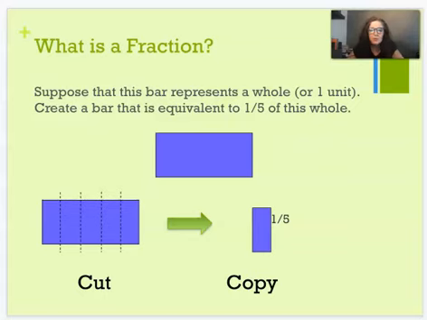Suppose that this bar represents the whole or the unit. I'm going to refer to the unit throughout this, and that means the whole. The unit means the whole. Create a bar that is equivalent to 1/5 of this whole. Well, how would you do it? You would cut the bar into 5 equal pieces using 4 lines. Notice that. And then you would copy that. So you need one of those pieces.